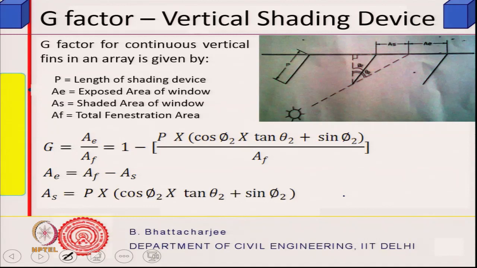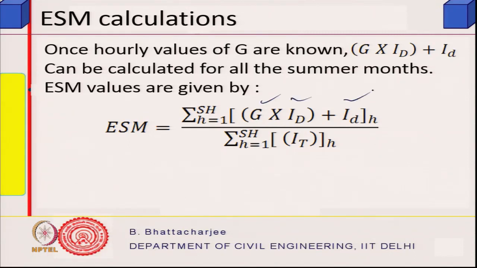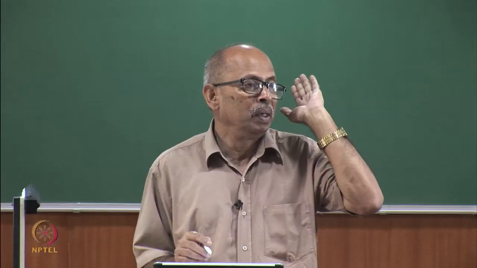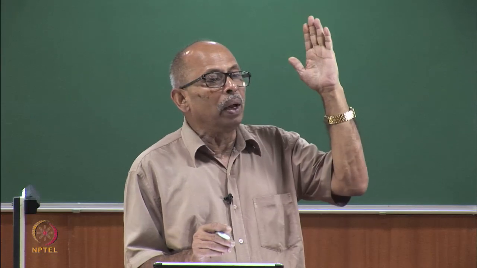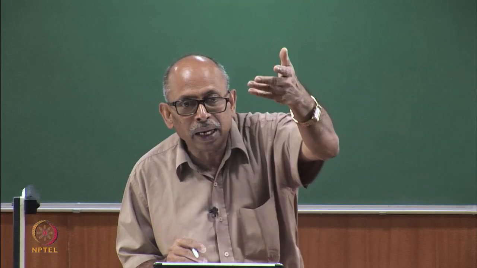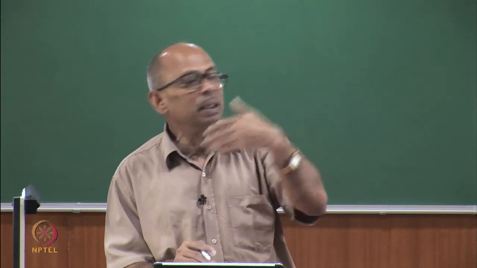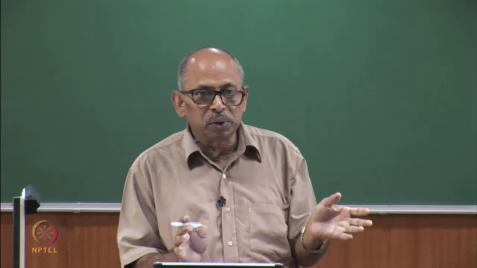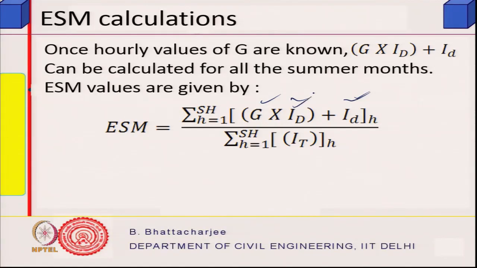I will come back to this again for the horizontal one. So you see this sum up. So external shading multiplier is G and I direct, and if you have diffuse, which will come from half of the hemisphere, because a vertical one doesn't see the full hemisphere, only one side. Supposing it is facing south, it will see two quadrants, southeast and southwest. So total diffuse sky radiation is known, half of it can be taken. So that will be I diffuse, this is I direct, right.